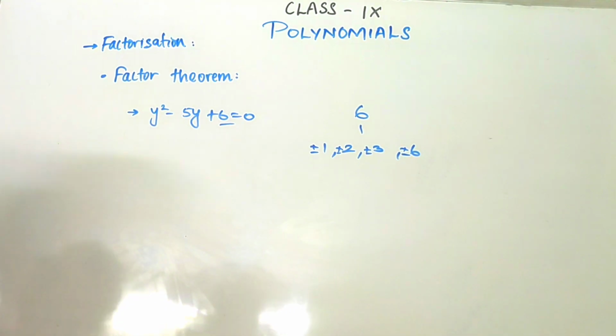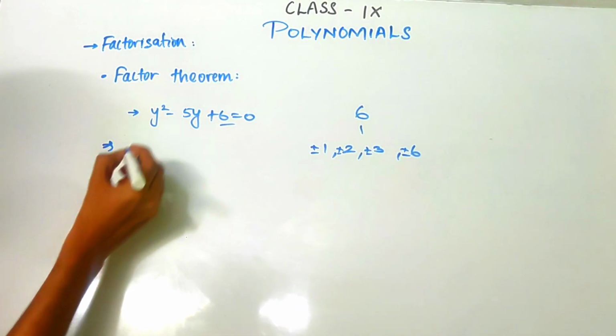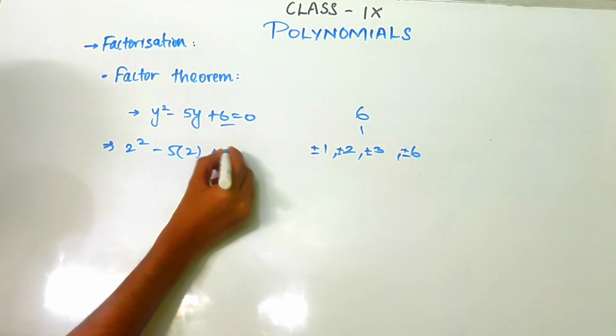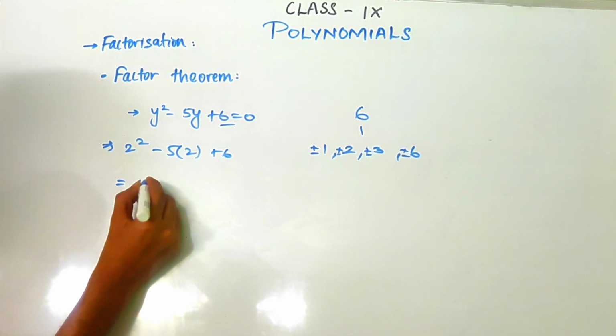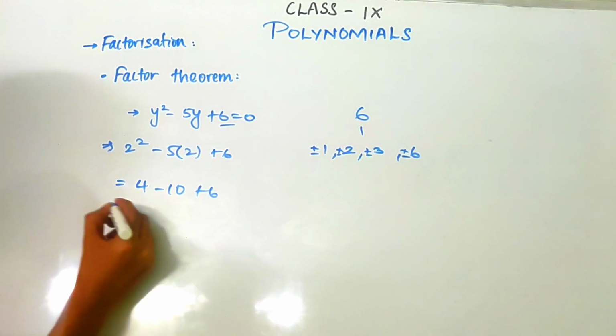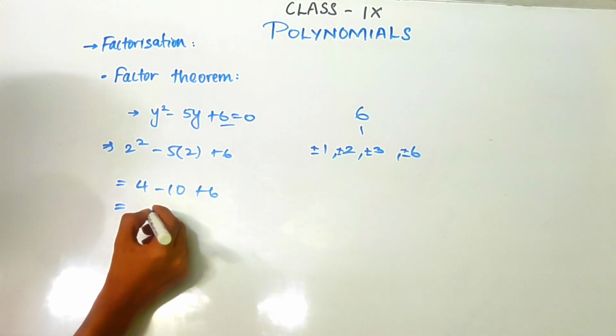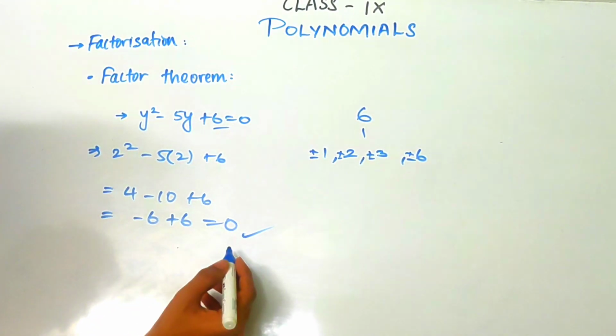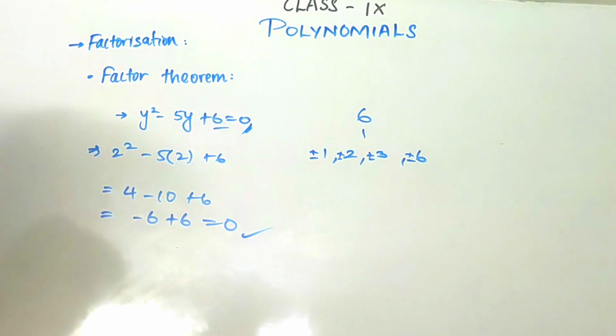Now let us try substituting 2. So in this step we are substituting 2 in place of y. So 2 square minus 5 times 2 plus 6. Now what does this give us? 4 minus 10 plus 6. Now 4 minus 10 will give us minus 6. Minus 6 plus 6 will give us 0. Well, this does give us a 0 and the RHS is also 0. So we can take 2.